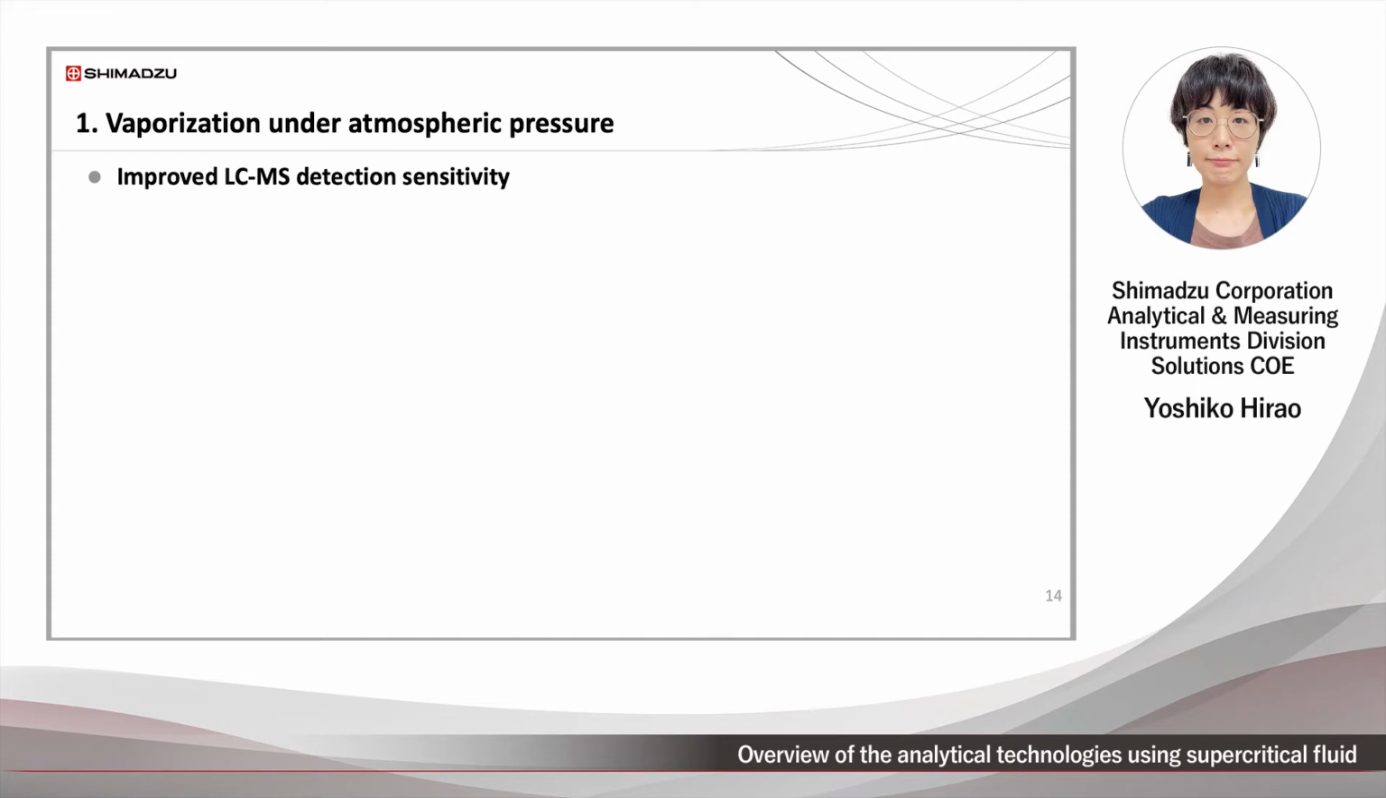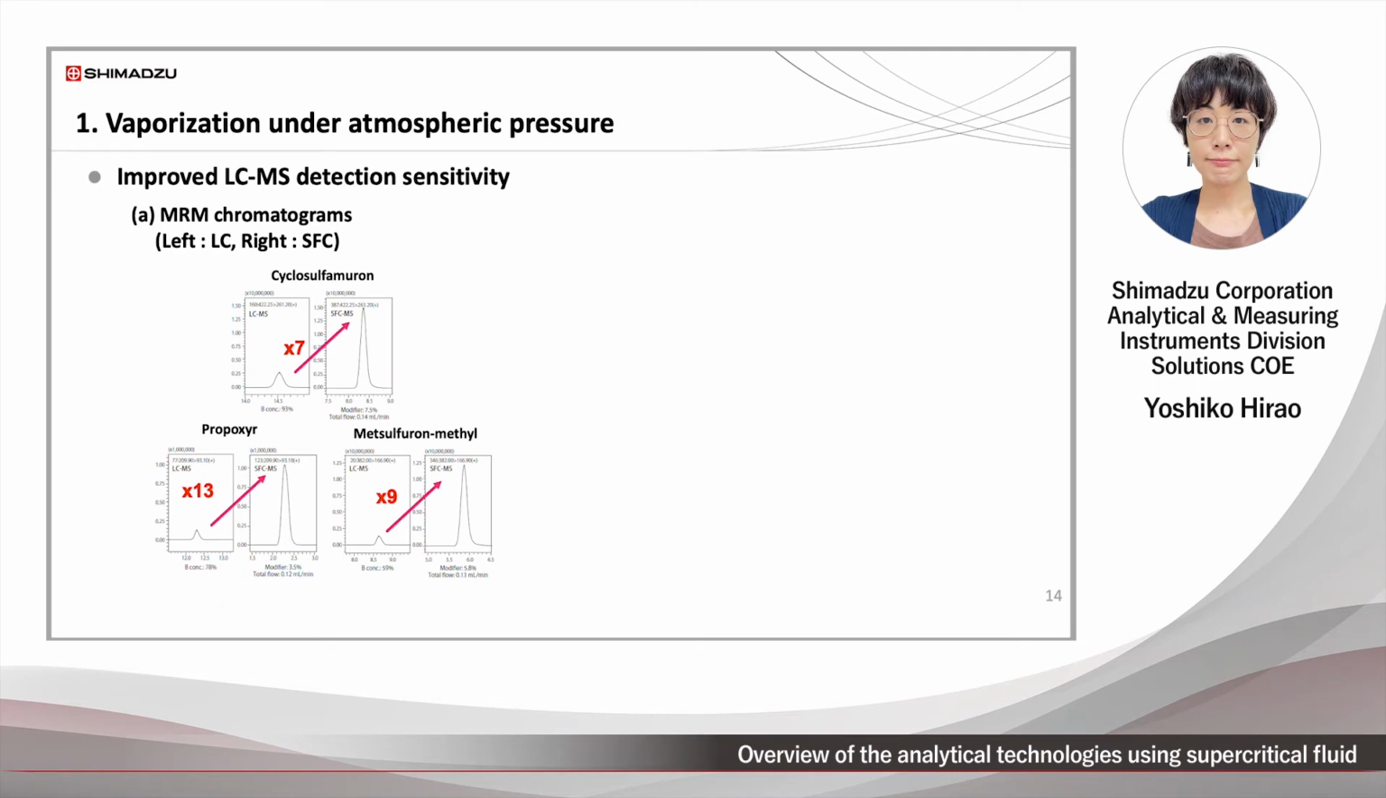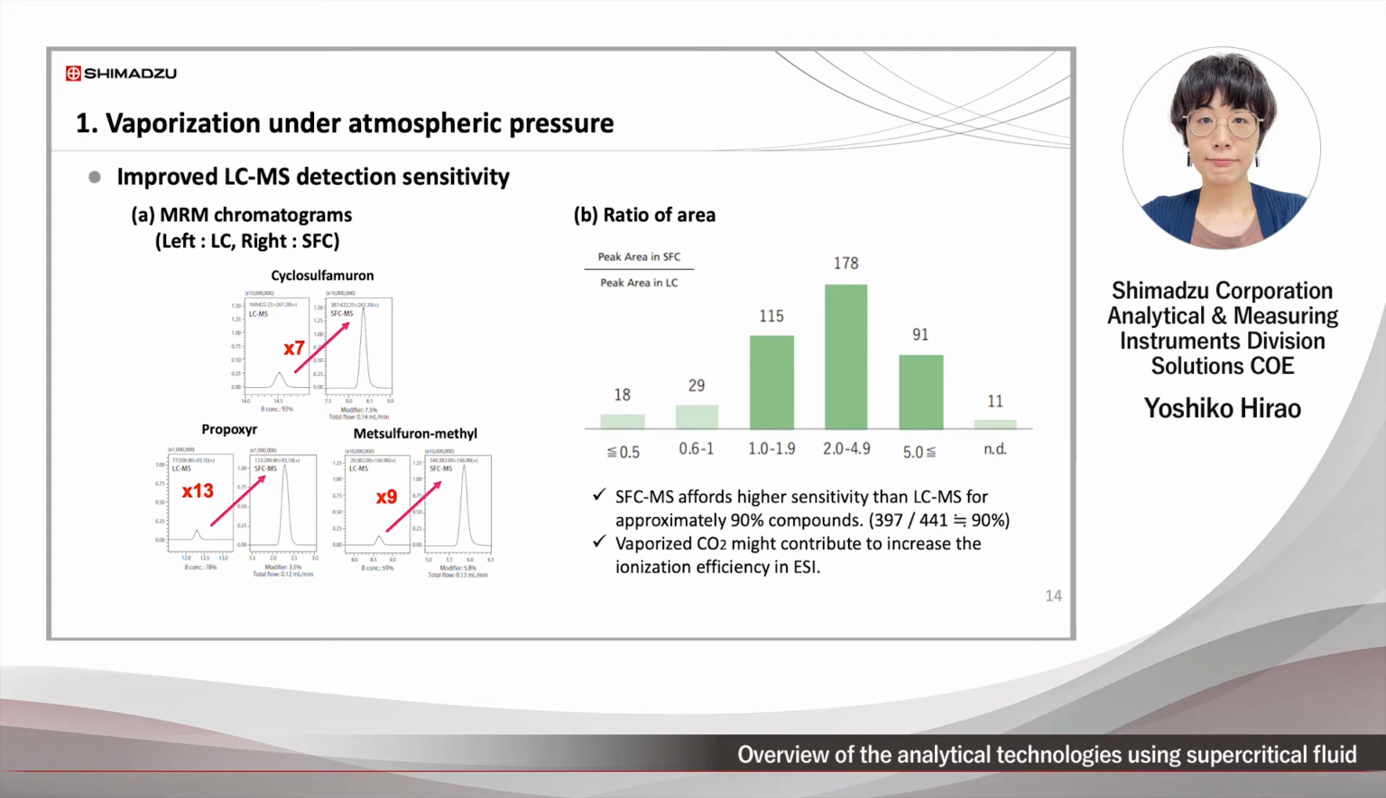First, carbon dioxide can vaporize under atmospheric pressure, that is, at lower temperatures and pressures than the critical point. The figure on the left compares the chromatograms of pesticides measured by LC-MS and SFC-MS, and the graph on the right compares the peak area values. When MS is used as a detector, the vaporization reduces the dilution effect of the target component. As a result, the sensitivity may improve when the same MS is used and the same sample is analyzed by both methods. However, that is not true for all compounds.